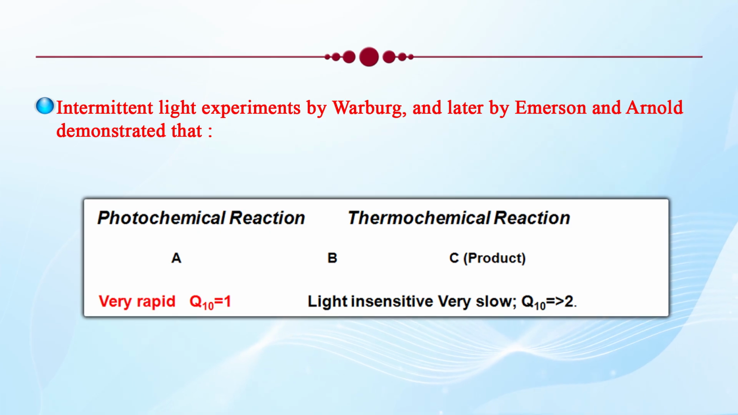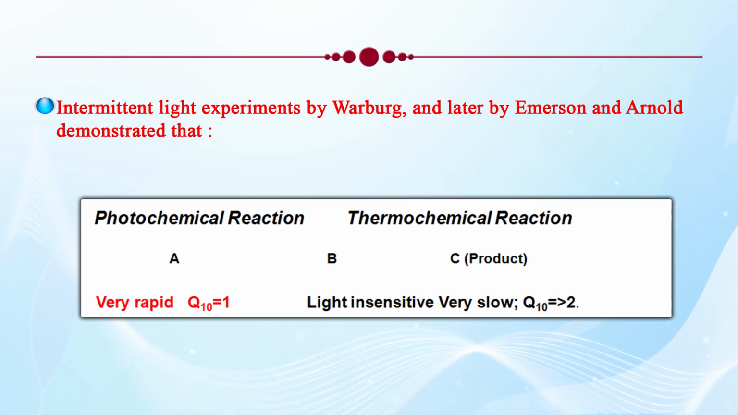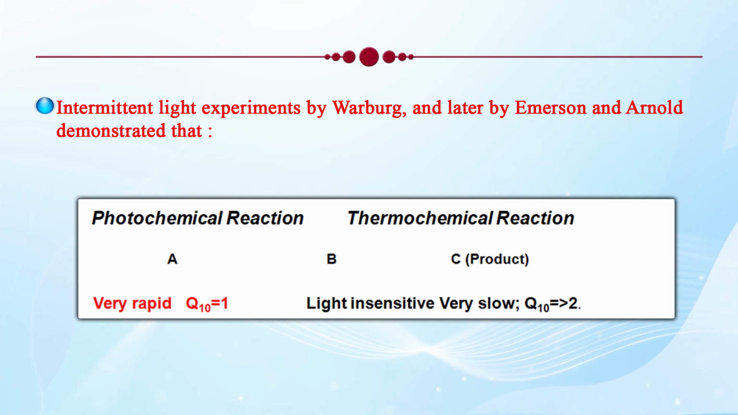And the second phase, which is a slow phase, is a thermochemical reaction. It is very sensitive to temperature and it is light insensitive. And then it was called the dark reaction. You remember we had raised a question in one of our earlier lectures: does the dark reaction occur only in the dark? I said no. Dark reaction occurs in light as well as dark. It is not sensitive to light, but it is thermosensitive. So, this was the basic set of experiments which laid down the foundations of light and dark reactions.